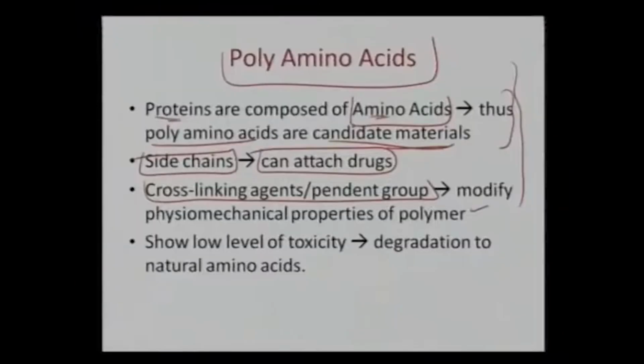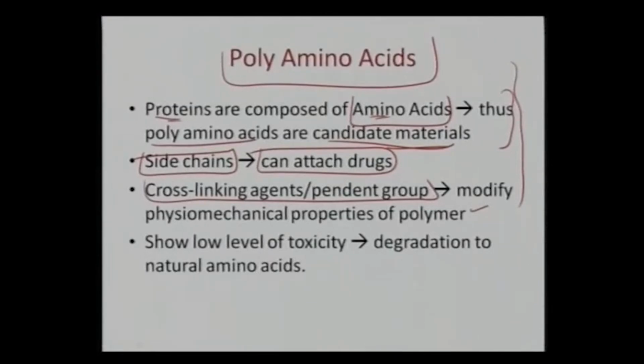So on first hand, on the side chains, we can attach certain drugs, and secondly, we can alter the cross-linking properties, and from that we can alter the physiomechanical properties of the polymer itself. So we have both the advantages of either altering the mechanical properties or altering the chemical properties which are required for the drug delivery. The overall combination of these two can result in a very nice combination. That is what is utilized for the polyamino acids.